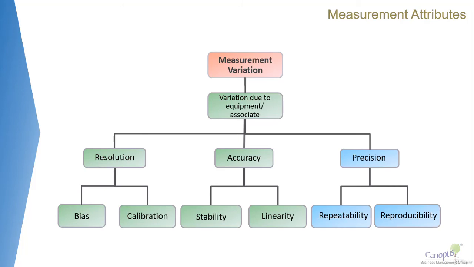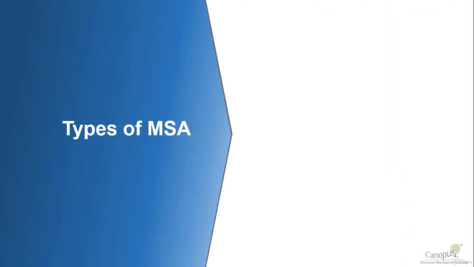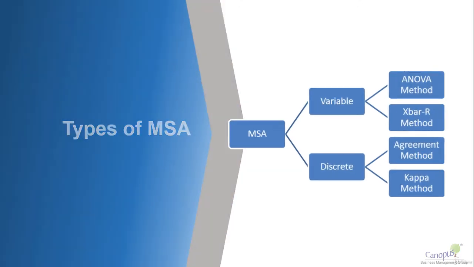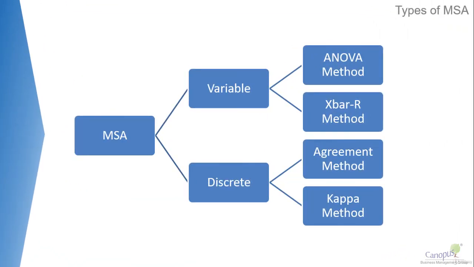What are the different types of measurement system analysis? Measurement system analysis can broadly be classified as either discrete or variable. When we are dealing with discrete data, then we call it a discrete MSA or discrete gauge R&R, where R&R stands for repeatability and reproducibility. Repeatability and reproducibility of the gauge. That is why it is called gauge R&R.